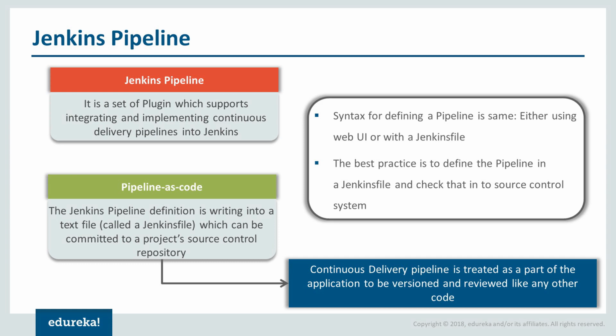The syntax for defining a pipeline is the same, either using the Web UI or a Jenkinsfile. The best practice is to define the pipeline in a Jenkinsfile and then check that into the source code system. The continuous delivery pipeline is treated as part of the application, to be versioned and reviewed like any other code. Whenever you make changes to your Jenkinsfile, it will also be versioned along with other things the moment you do a commit. That way you can go back to a previous version and see what the changes were in previous steps. Whatever you can do with your regular code base, you can do the same thing with a Jenkinsfile as well.